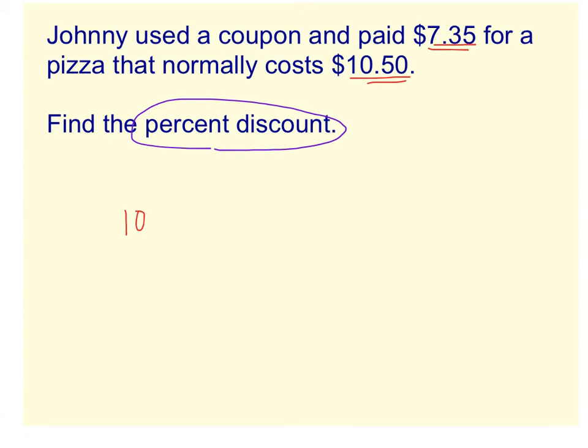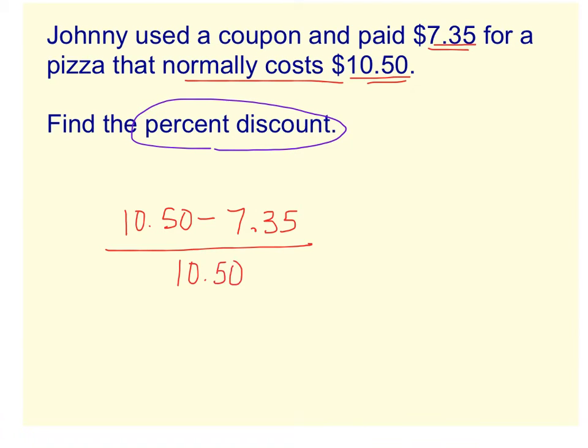So we'll subtract $10.50 minus $7.35, this is the first formula from our notes, and divide it by the starting amount. Well, he paid $7.35 for it, but it says the pizza normally costs $10.50, so $10.50 is our starting amount. So we take our $10.50, subtract out $7.35, and it gives us $3.15 over $10.50. Then you just divide that on your calculator.